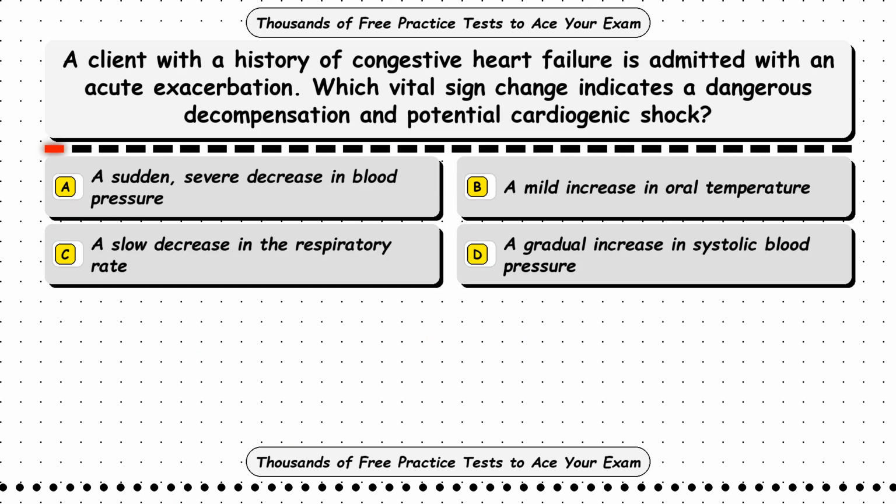Question 101. A client with a history of congestive heart failure is admitted with an acute exacerbation. Which vital sign change indicates a dangerous decompensation and potential cardiogenic shock? Option A. A sudden, severe decrease in blood pressure. Option B. A mild increase in oral temperature. Option C. A slow decrease in the respiratory rate. Option D. A gradual increase in systolic blood pressure.